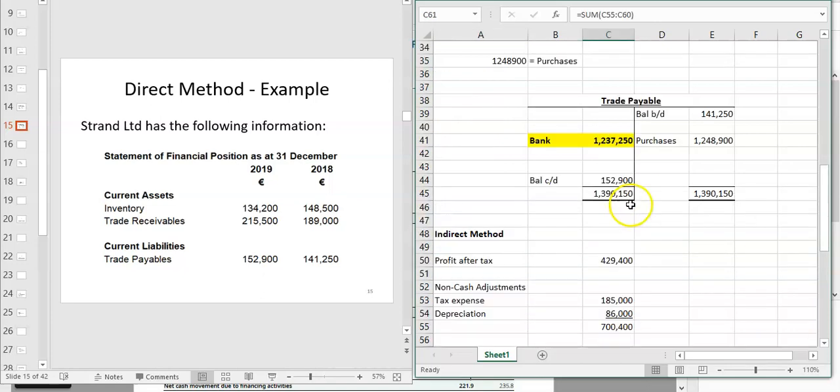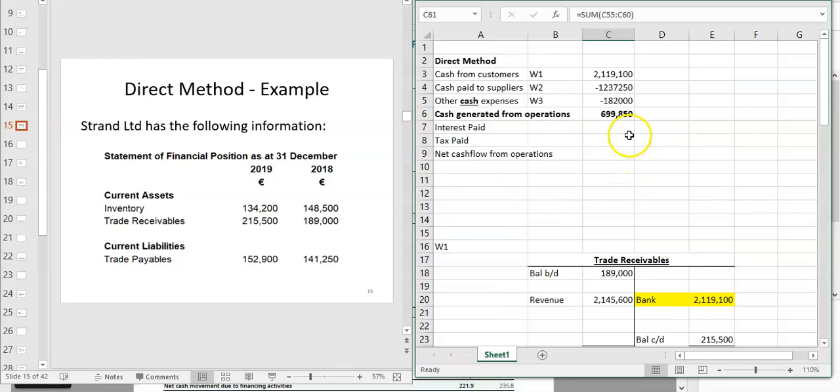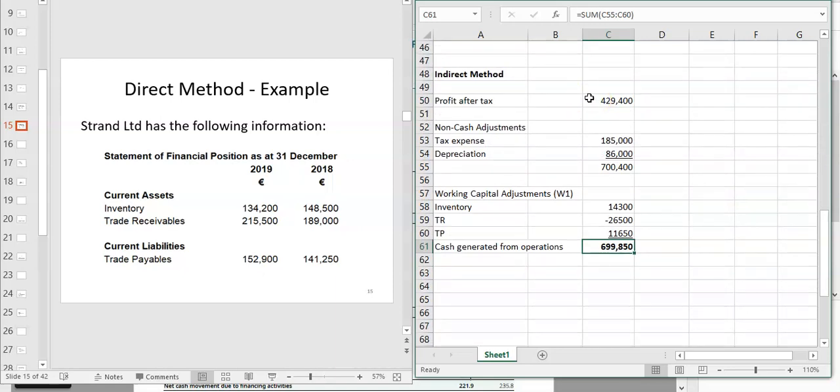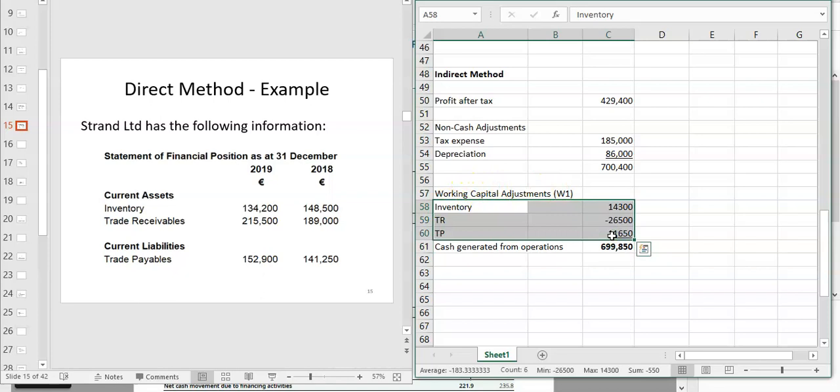And if you remember from above, there's 699,850. Same as the direct method, albeit presented differently. That's why the indirect method is often a bit easier for students to do, because it's like one big step rather than 3 or 4 different steps that the direct method requires. But one of the hardest ones for students to get their head around is movements in working capital, increases and decreases have impacts on cash flow. And how you deal with them is you put in your adjustments, either positive or negative.